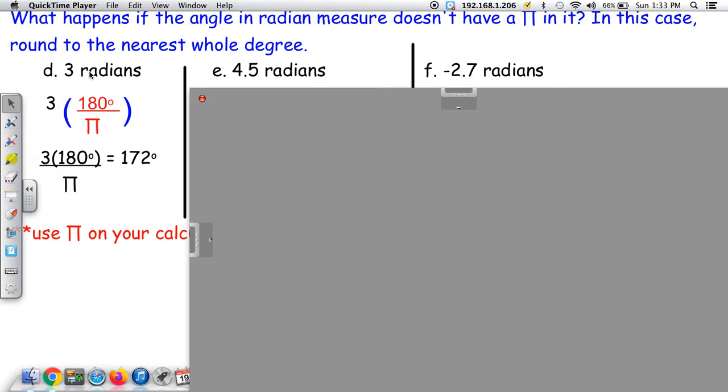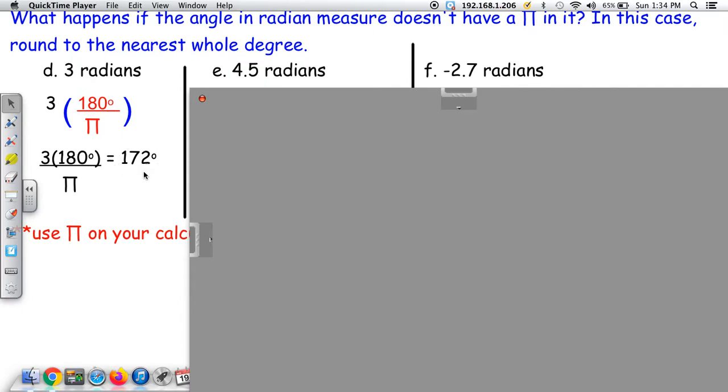Well, I'm using the same conversion factor. It's still going to be 180 degrees over pi. I want this in degrees, so 180 degrees has to be on top. Now because this is 3 and not 3 pi, there's no pi to cancel, but that's okay. So I just do 3 times 180 degrees divided by pi. The only thing is, please use the entire pi that's on your calculator. Don't use 3.14, because lots of times, when you round it so quickly instead of using the entire value, your answer may be off.